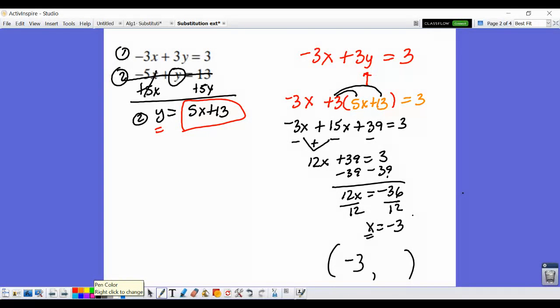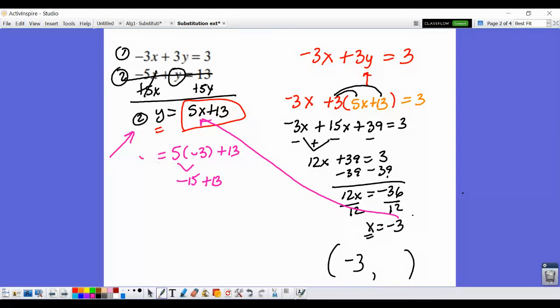The next step, to be able to find my y, I'm going to go back to the equation that I solved for y. It's always good to use that second equation, or the equation that you solved for y or x, to find the other variable, because this means less work. So this negative 3 is going to go in where the x is. So 5 times negative 3 plus 13, that is negative 15 plus 13. So y equals negative 2. So there's my answer. Negative 3, negative 2.